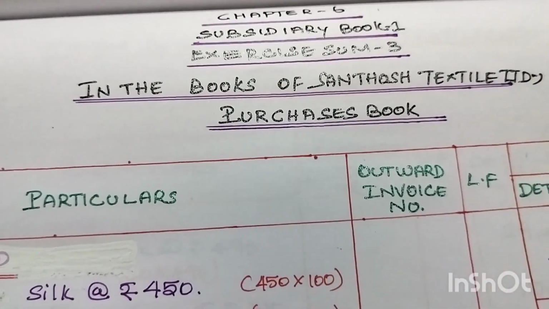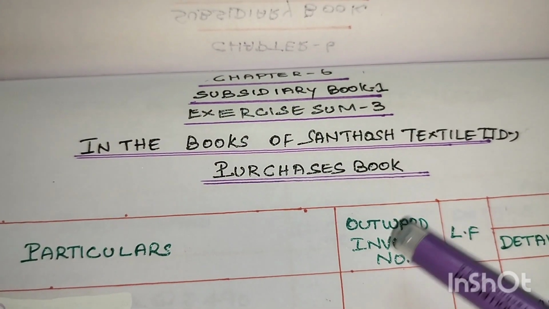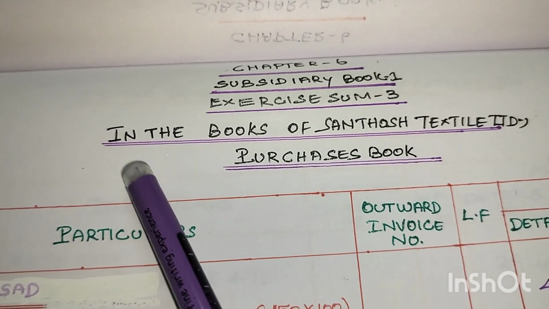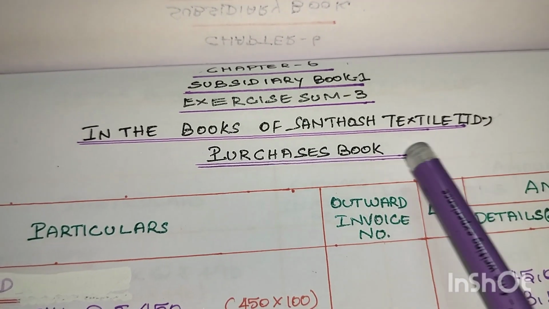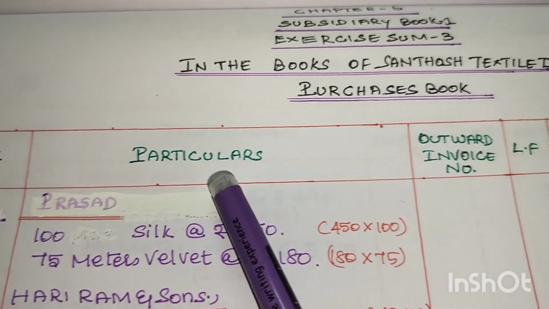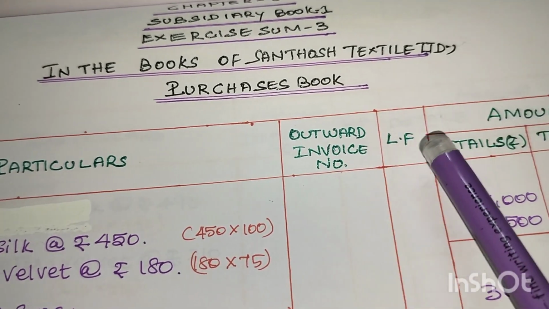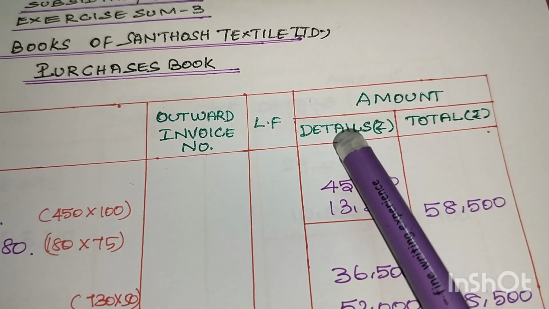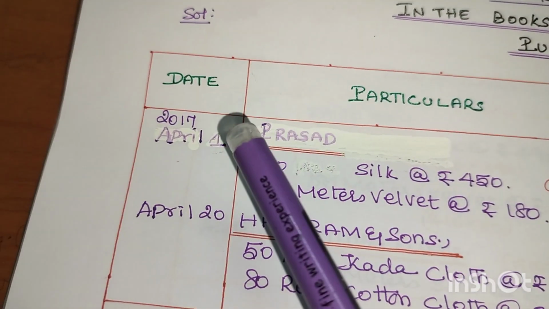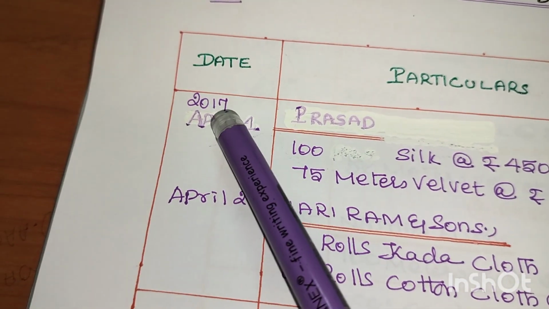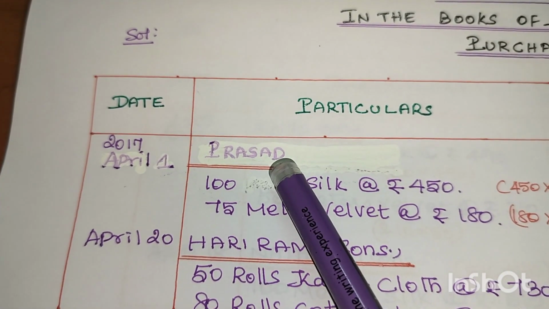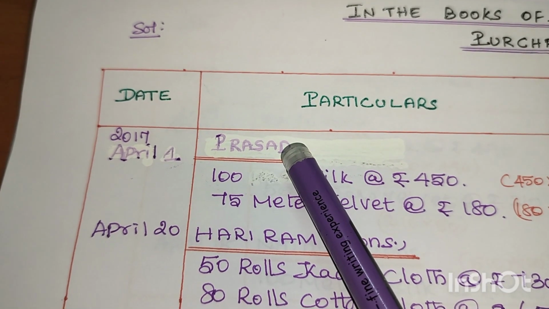Before we prepare the purchases book, we need to prepare the title and format of the purchases book. That is, in the books of Santosh Textile Limited, purchases book. The format of the purchases book is date, particulars, inward invoice number, LF, amount, divided into 2, that is detail rupees and total rupees. The first transaction occurred on 2017 April 1 and the supplier name is Prasad.